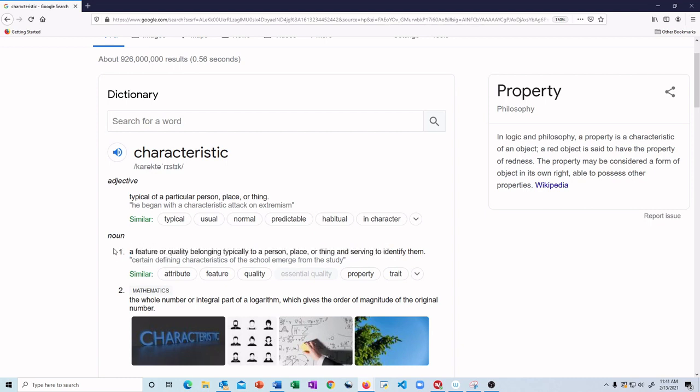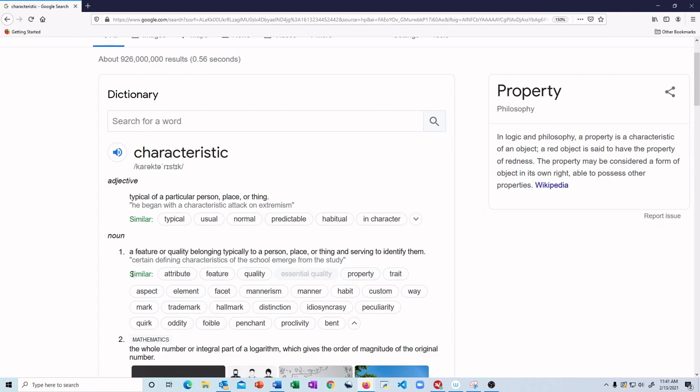Okay. So here you go. Attribute, feature, quality, property, trait. All of these are different things we could use instead of the word characteristic. So what you have to do when you run across something like this is try to find another word that can help you here. So an attribute, a feature, a quality, okay, that belongs to that thing or is about it.